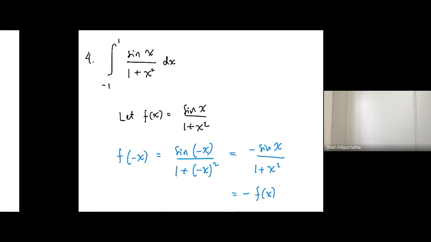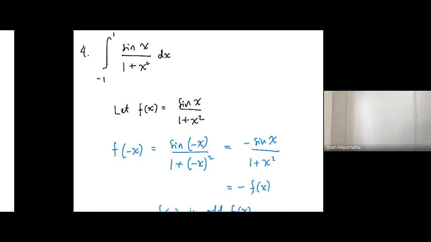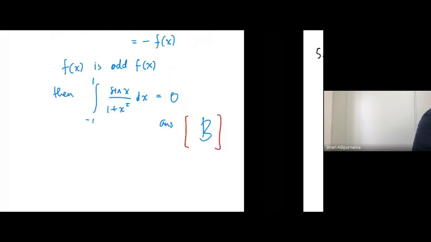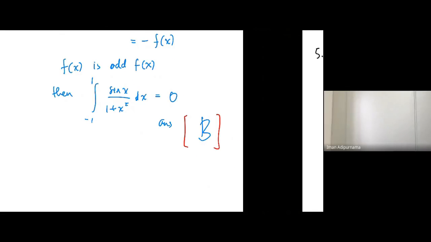If you want another method, I think you can use trigonometric substitution. But because I haven't told you yet, you can imagine the function is sine x over 1 plus x squared. And you plug in negative x. Okay. You plug in negative x, it becomes negative f of x, which means this is an odd function, and the answer should be 0.